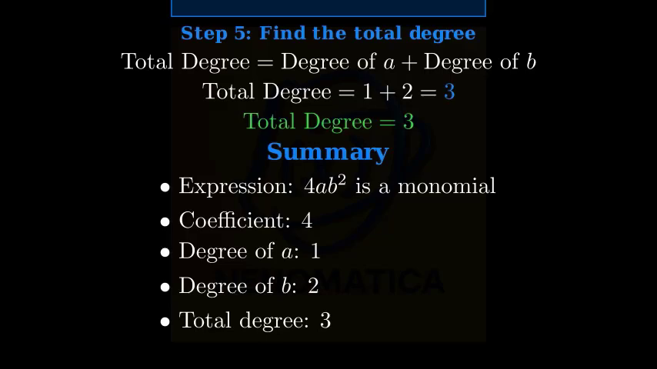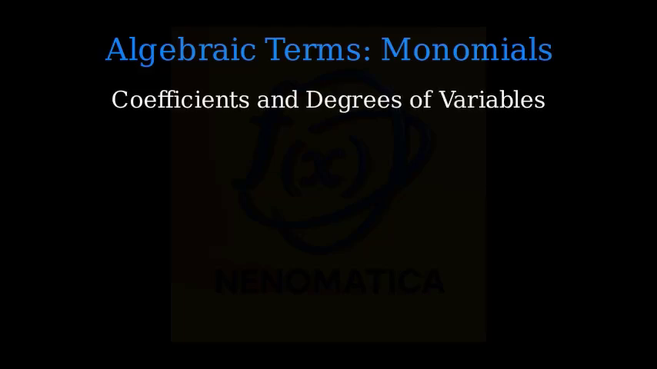Welcome to this math tutorial. Today, we'll learn about algebraic terms, specifically how to identify monomials and determine the coefficient and degree of variables. Let's look at an example. We need to determine whether the following expression is a monomial and identify the coefficient and degree of each variable.